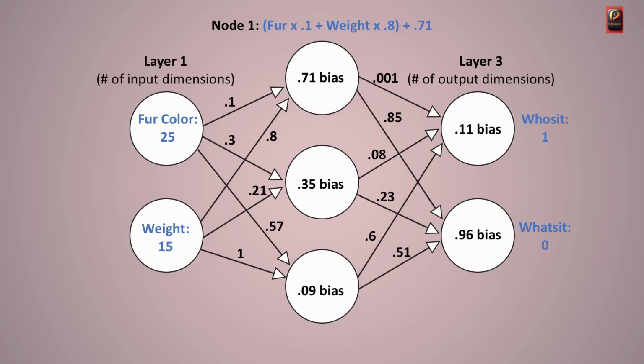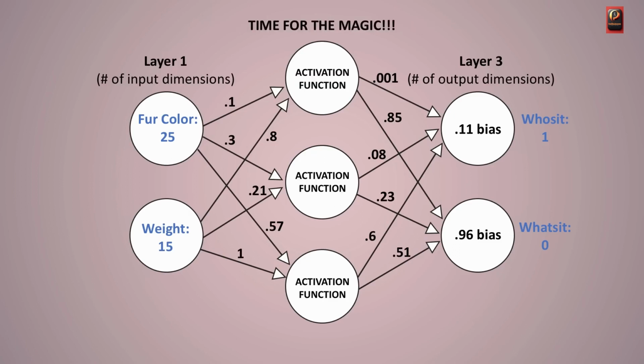So we're basically saying, let's randomly guess how these 2 inputs affect our outcome. Let's just start with a guess. And then we're going to do that for each node. A completely different set of weights and biases here, and a completely different set here. You can see when we get down here, we're taking fur times 0.57 plus weight times 1, and we're adding a 0.09 bias. So we're basically making a random set of guesses.